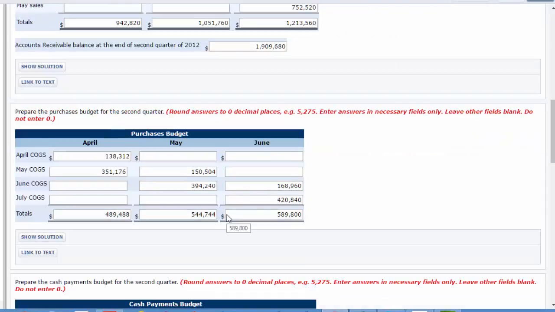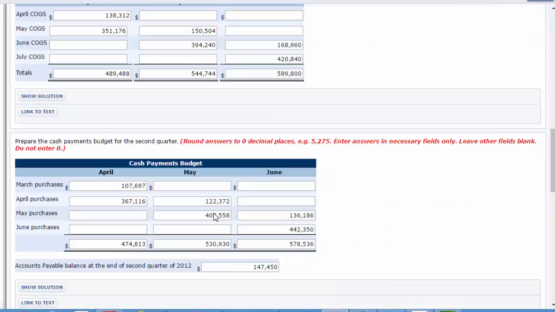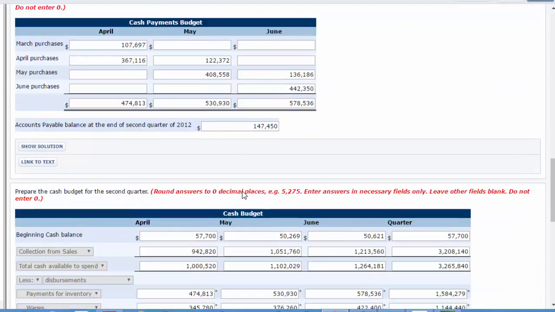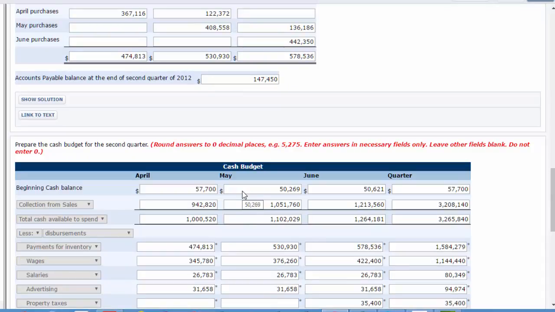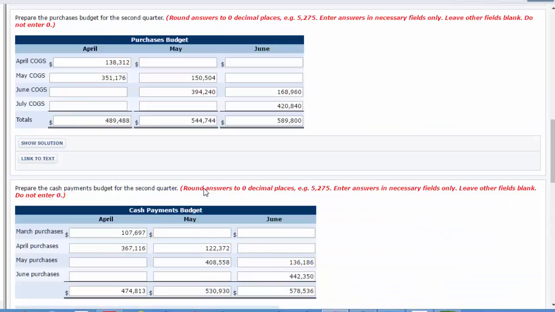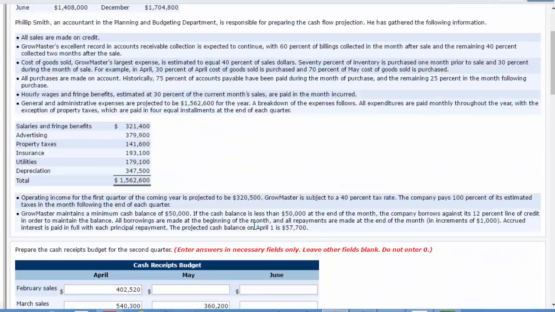We also want to calculate our cost of goods sold. Now, our cost of goods sold is important because it is going to determine the cash payments for our accounts receivable. And then finally, we want to develop a complete cash budget. The beginning point, in this case, is $57,700. Keep in mind that your numbers are going to be very different than that. But again, the beginning number is, in fact, given in the narrative. So the narrative is that the beginning balance is $57,700.